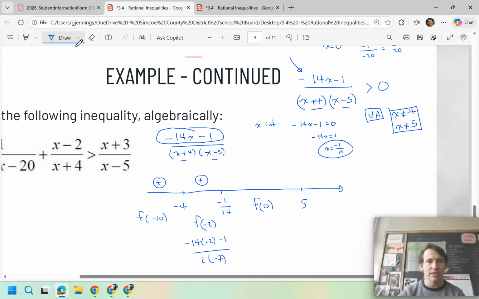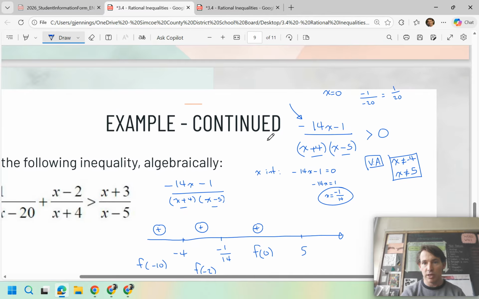F at 0 is real easy to test. So we've got minus 1 over minus 20. We already did that. That's 1/20. Sorry, minus 1 over minus 20. That's positive again. What? Am I confused somehow? Minus 1 over minus 20. We already knew that was positive. Yes, we already did that.